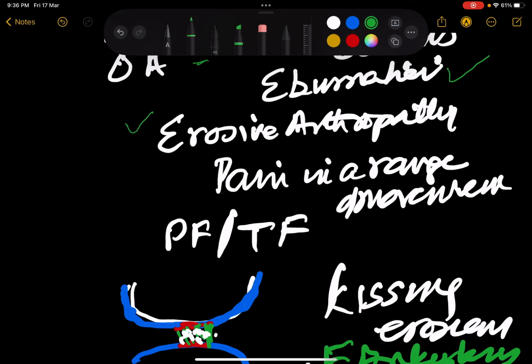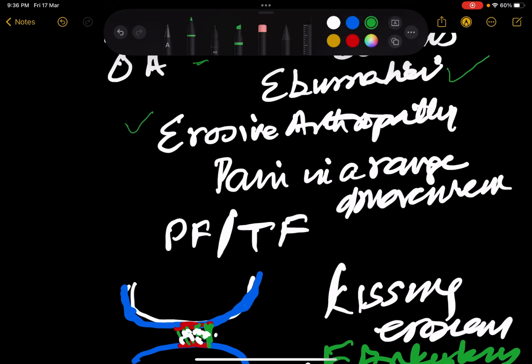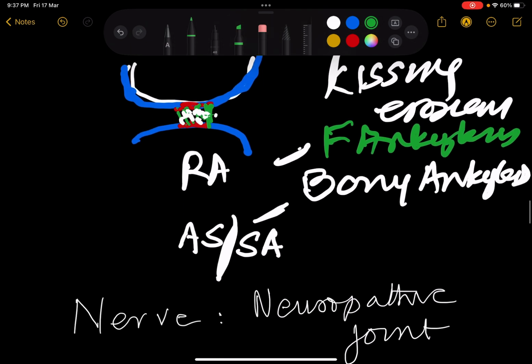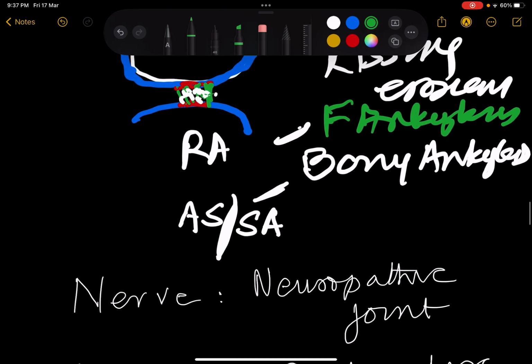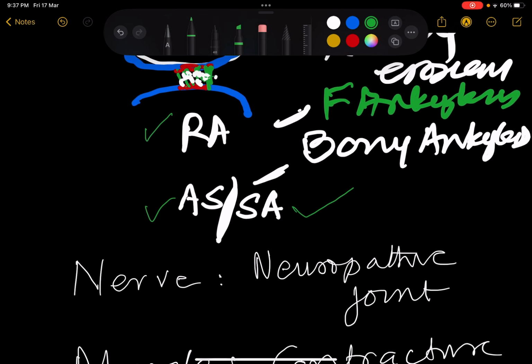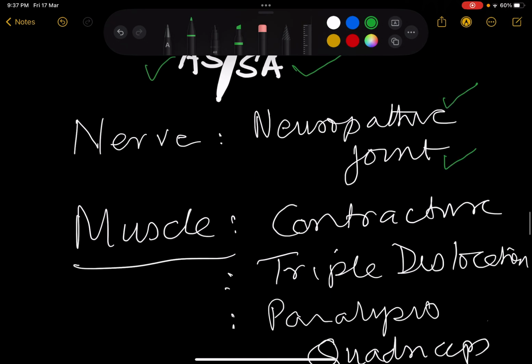So there is pain in the range of movement if there is femoral articular cartilage involvement, and the whole movement of the tibia if the tibial articular cartilage is involved. Then there are kissing erosions, then fibrous ankylosis when they get connected by fibrous tissue, and then finally bony ankylosis. Rheumatoid arthritis, ankylosing spondylitis, septic arthritis have to be seen for this. In nerve involvement, there are neuropathic joints.